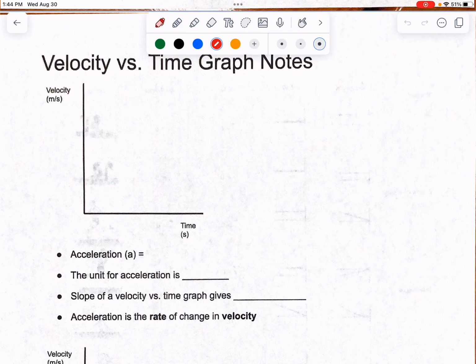All right, so this video is going to be for pages 6 through 9 on your Kinematics 2 packet. So we're going to look at velocity versus time graph notes.